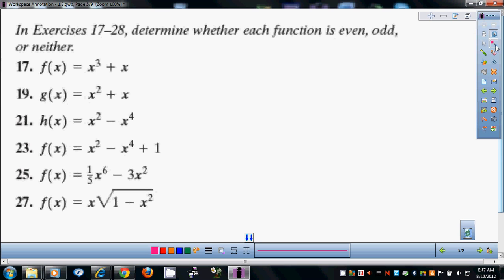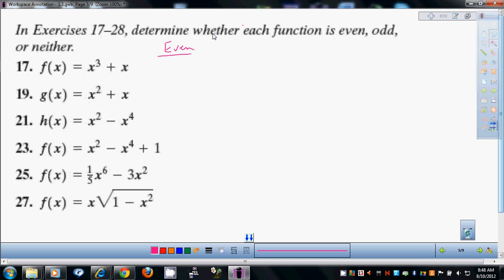Okay. Determine whether each function is even, odd, or neither. I didn't remember this was today. Okay. There's an easy way and a hard way to do this. Easy way. An even function, the easiest way to do it is, does every single element in that function have an even exponent?